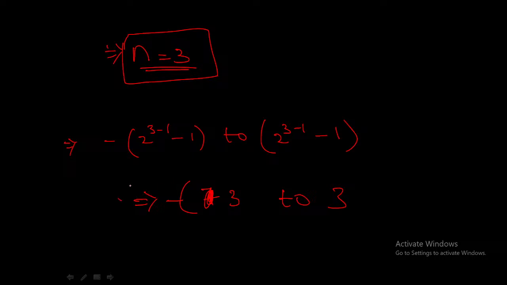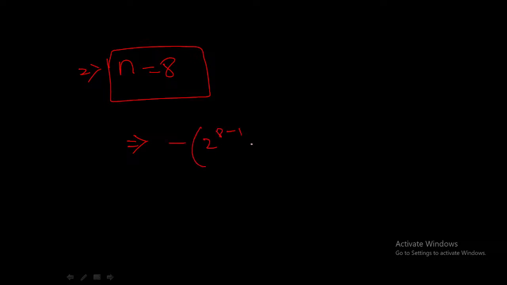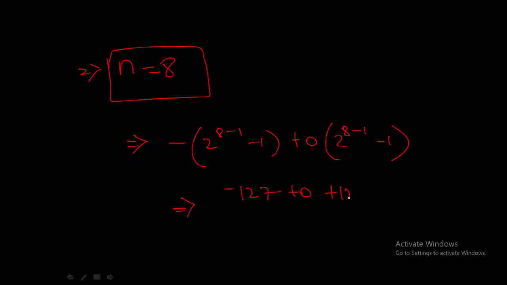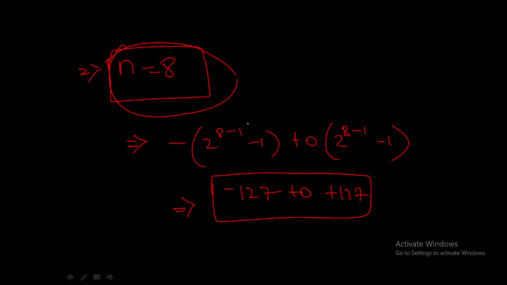For example, if n is equal to 8, how many decimal numbers can you represent using 8 bits? Minus 2 power 8 minus 1, minus 1, to 2 power 8 minus 1, minus 1. That is 2 power 7 minus 1, so minus 127 to plus 127 is the range you can represent with the help of 8 bits in sign magnitude representation.